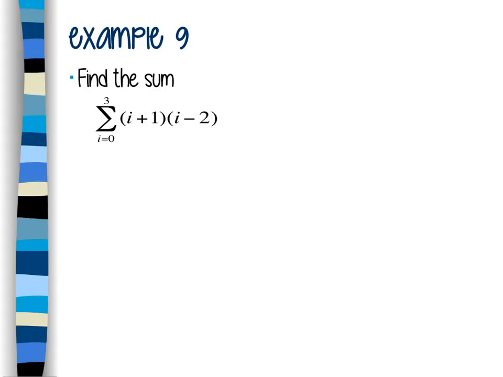So example 9 says find the sum. What's the bottom number? 0. What's the top number? How many terms am I going to have that I have to add up? 4. One more, right? Because now I'm starting at 0. So I'm going to find A sub 0. I'm going to find A sub 1, A sub 2, and A sub 3. And then at the end, I'm going to find the sum.